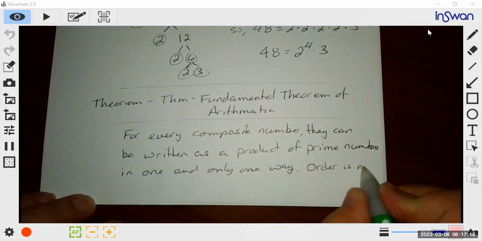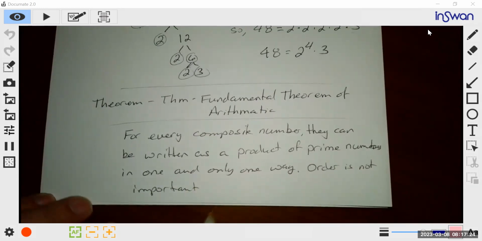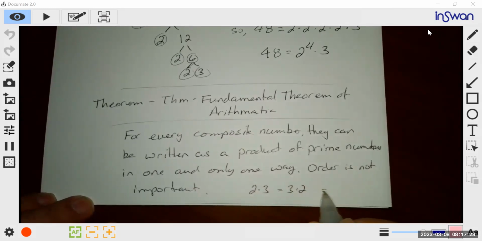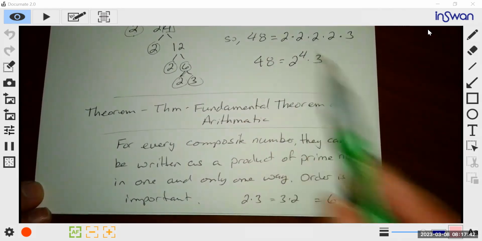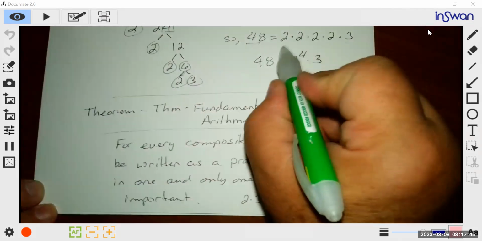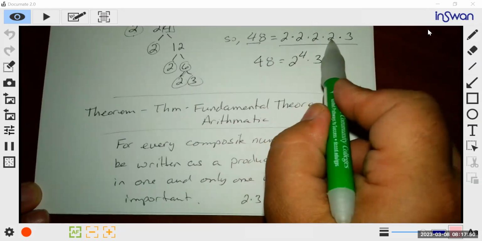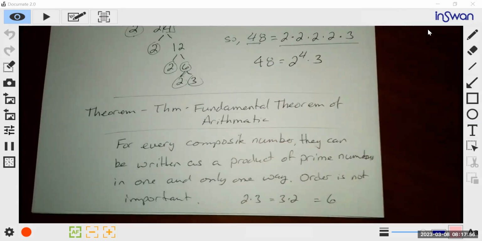Order is not important. In other words, 2 times 3 is the same thing as 3 times 2. They both equal 6. So it doesn't matter how you arrange them. It'll give us the same thing. And we just proved it, actually, in the example of 48. 48 can be written only in this way: 2 times 2 is 4, times 2 is 8, times 2 is 16, 16 times 3 is 48. There's no other way. I can't put any different numbers in there.